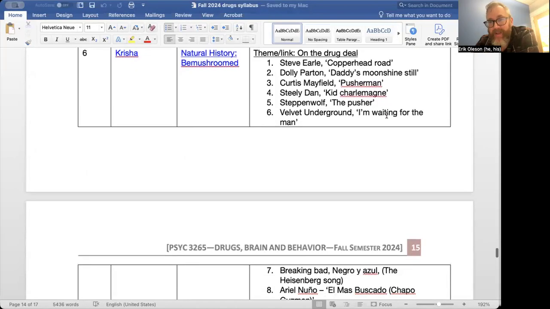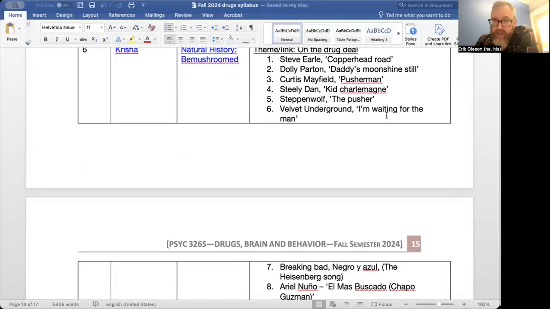Then we really get into some more social issues here on the drug deal. There are some great options here for essays. For example, why do we idolize moonshining or running shine? JFK's family was involved with this, so the legacy goes. And this is almost a positive, right? When Dolly Parton sings about Daddy's moonshine still, nobody looks at it the same way they would if somebody wrote about a meth lab.